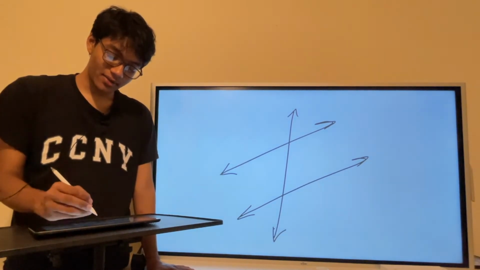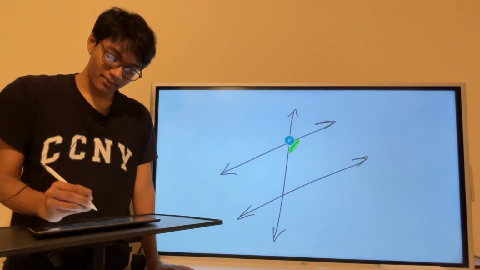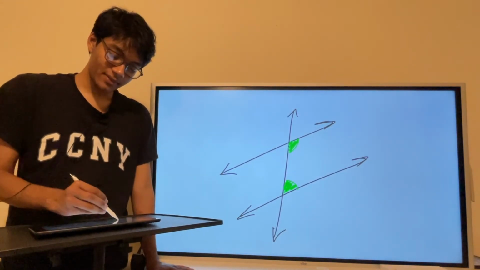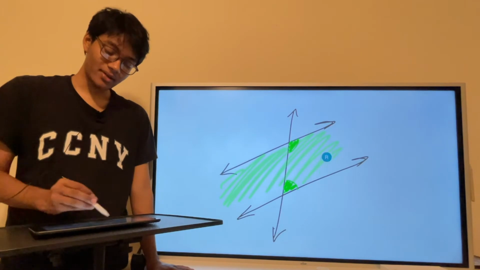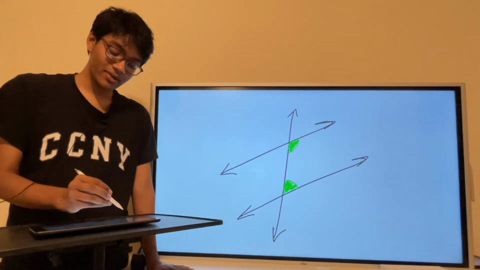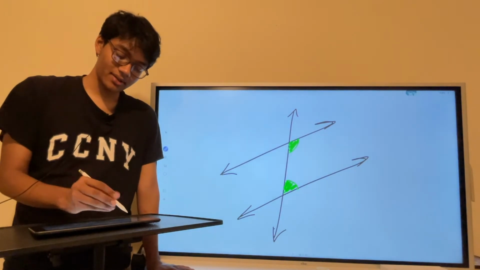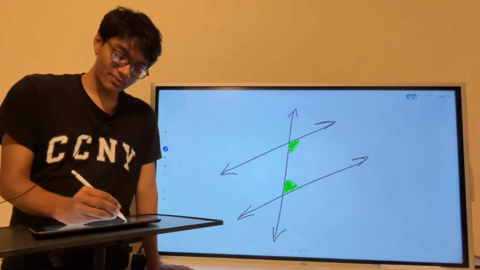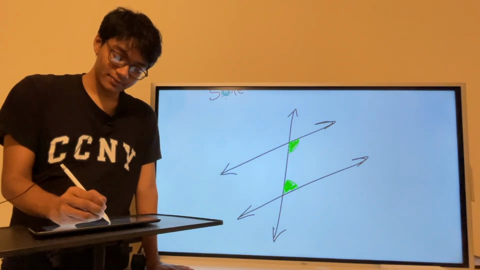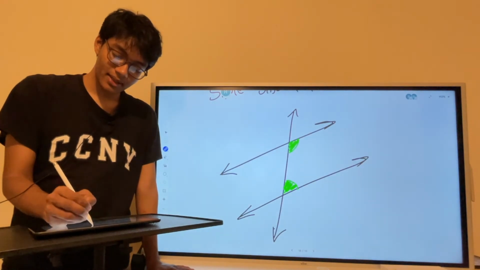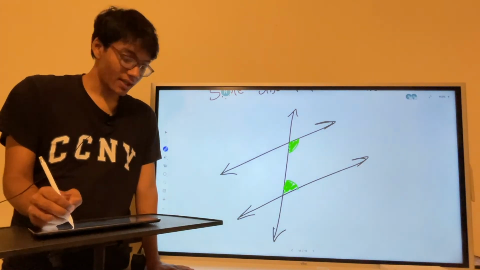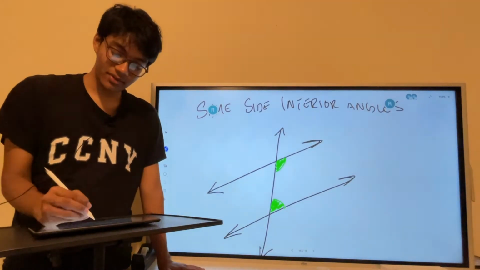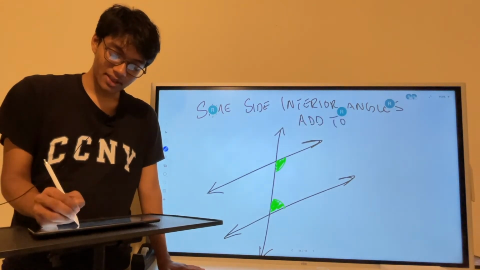First kind we got are these. So this angle and this angle are called interior angles. Do you know why? Well, they're on the interior, right? Interior of the parallel lines. So these two interior angles are same side interior angles, and they add up to 180 degrees. So I'm going to write over here, same side interior angles add up to 180 degrees. Oh, I think we lost track. There we go. Same side interior angles add to 180 degrees.